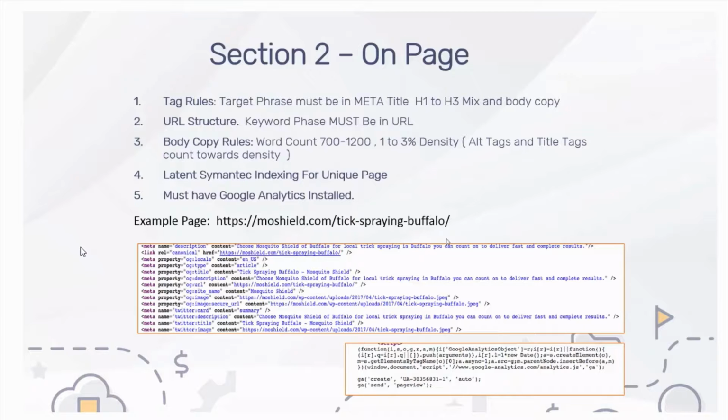URL structure, keyword phrase must be in URL, exactly like we said. And if you look at this image below, you will see everything that I'm saying in actual code. So meta name description, that's a description of the page. So if somebody finds this page, this is a description of what they see in the Google results. And you have tick spraying Buffalo, that's the link of the website, and you have the location, you have the type of tag property. This is an article. You have content, the title of the page. So in the top browser title, you see tick spraying Buffalo mosquito shield.